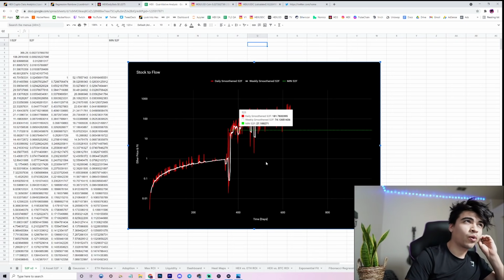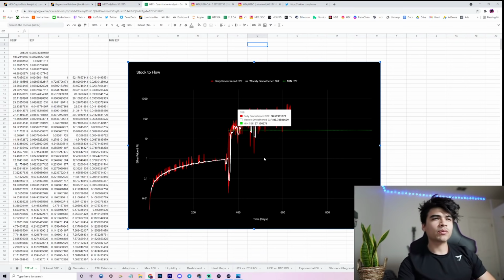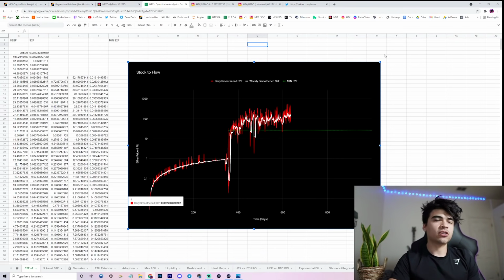So why is this important? Well, the reason people use this model is that it assumes that scarcity drives value. And this is a very rational assumption. If this is true, then a higher stock to flow is good, because it means a lower inflation rate.